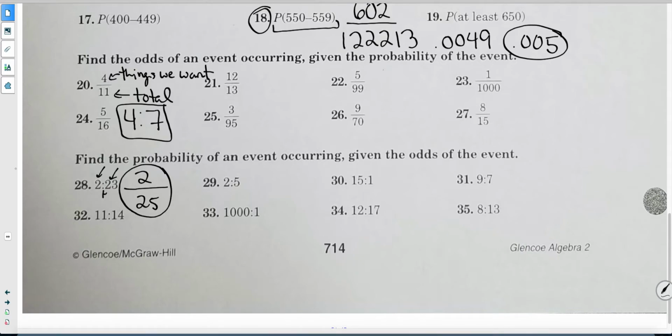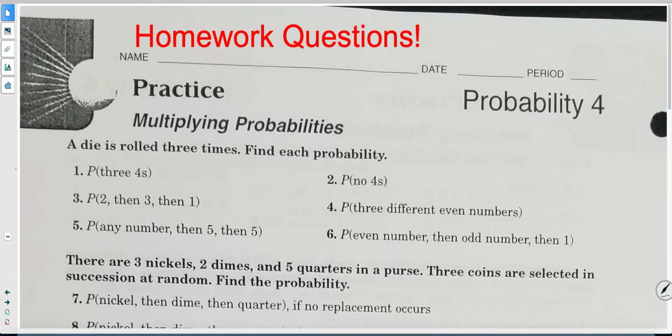The odds were not too bad yesterday. Second worksheet. So this one should seem a little bit more familiar to things that you've done before because there's no combinations and permutations involved.